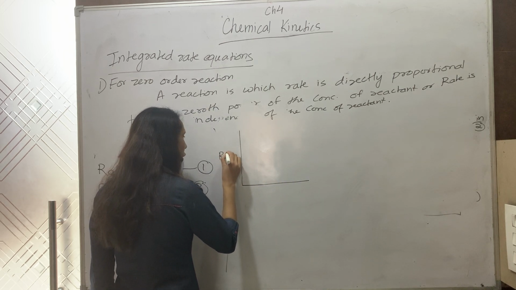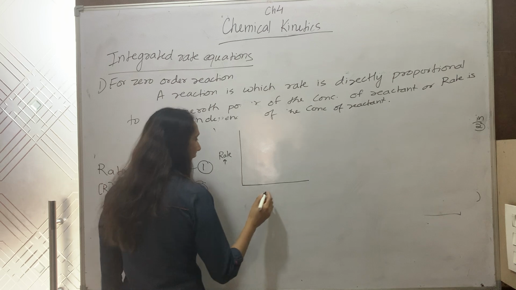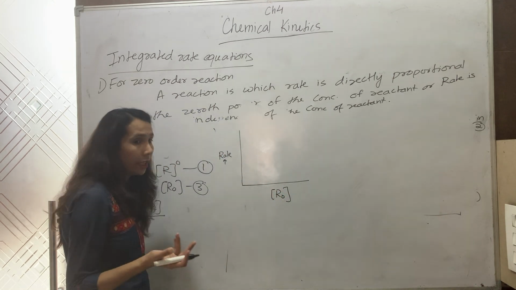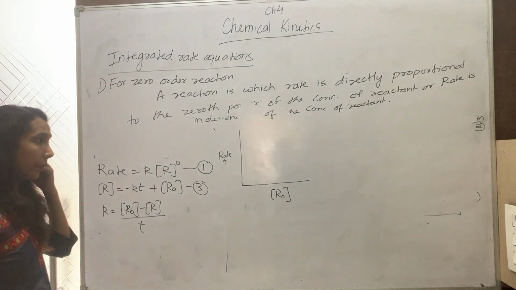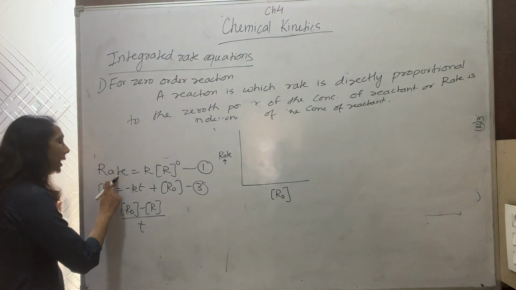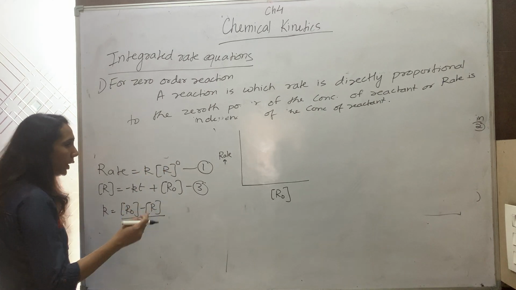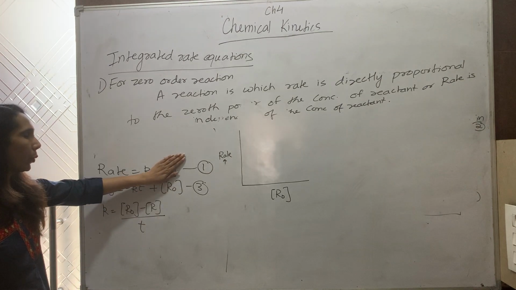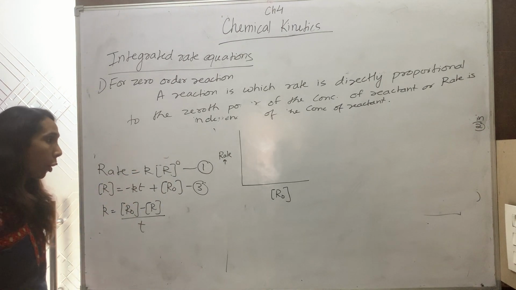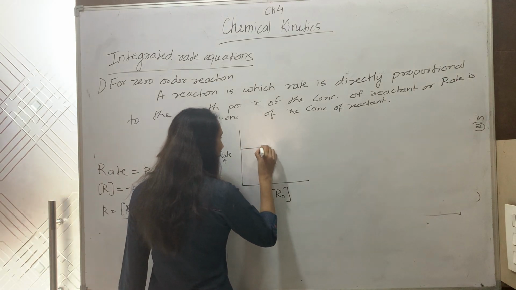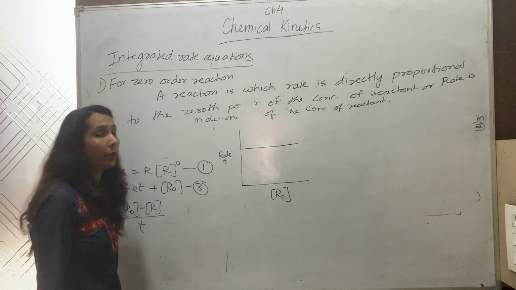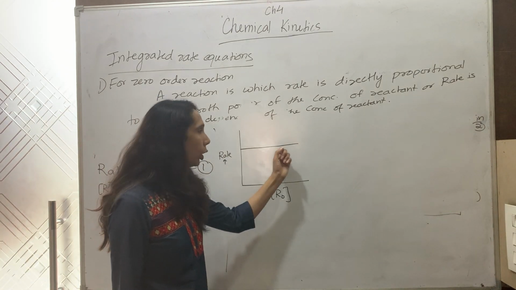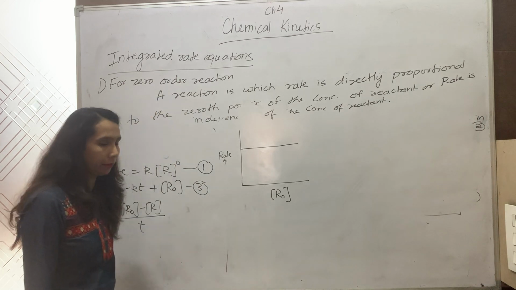Between the rate of the reaction for the zero order reaction and the initial concentration of the reactant we are taking. You know that rate is equal to k R to the power 0. It may be R naught, it may be R, it is to the power 0. When it is to the power 0, it is 1. So rate is constant. For a zero order reaction, the rate does not depend upon the initial concentration of the reactant. Whatever concentration of the reactant you take, the rate will be constant. So this is the first graph.